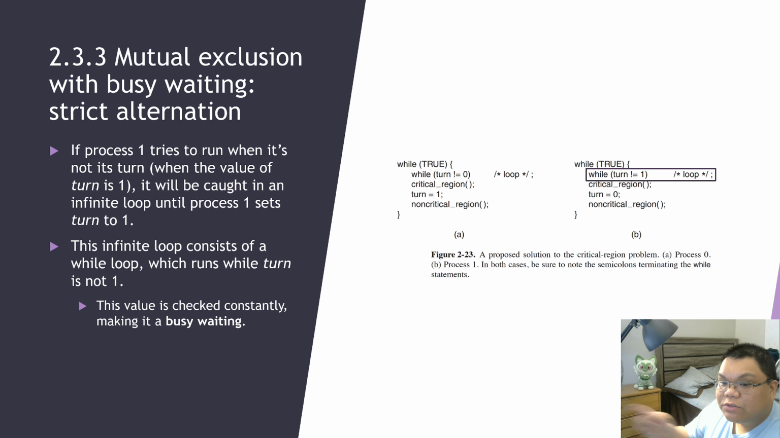This is what's known as busy waiting, because process 1 is in this infinite loop of checking whether that turn variable was ever set to 1. And it's going to keep looping until process 0 changes that turn value from 0 to 1. So this is how we have two processes alternate between their critical sections.